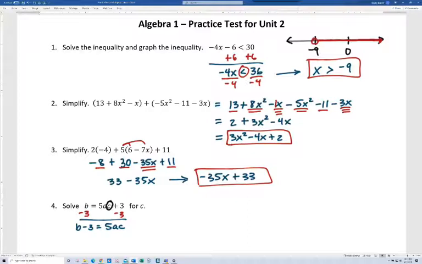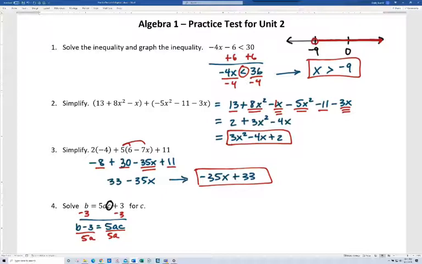So again, now we're trying to get c by itself, and we're almost there. We just got to get rid of that 5a. But the 5a is multiplied times c, so we'll do the opposite and divide by 5a. And on the other side, we have to do the same. Remember, we always need to do the same thing to both sides to make things legal. Don't want to break any laws of algebra here.